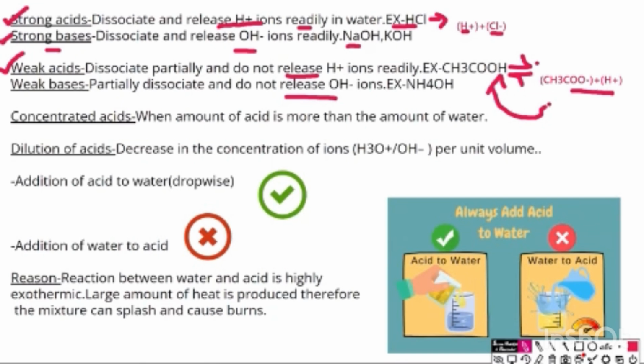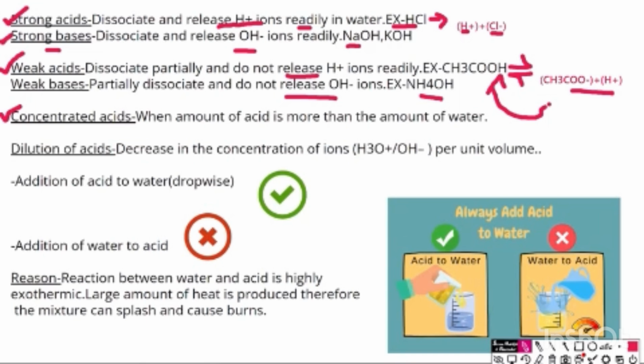So this means that acetic acid is not completely dissociated in water. Some of the acetic acid is in the form of these ions, whereas some ions have again combined to form the acetic acid. So complete dissociation is not visible in the case of weak acids, and similarly in the case of weak bases. For weak bases, we have ammonium hydroxide as the example. Then the next term we have is concentrated acids or bases.